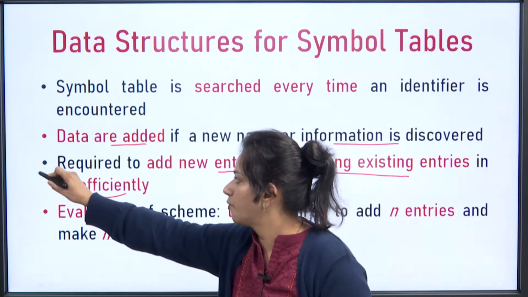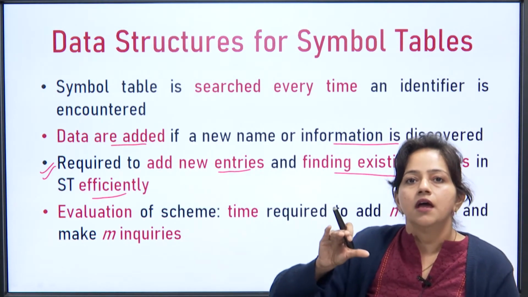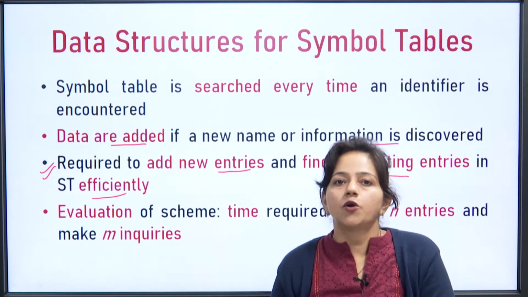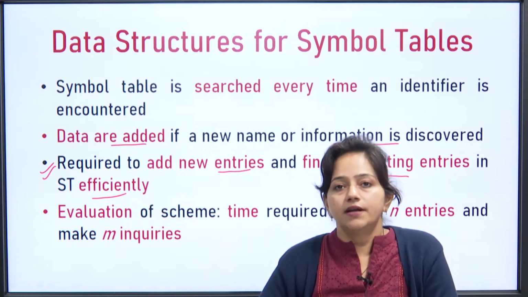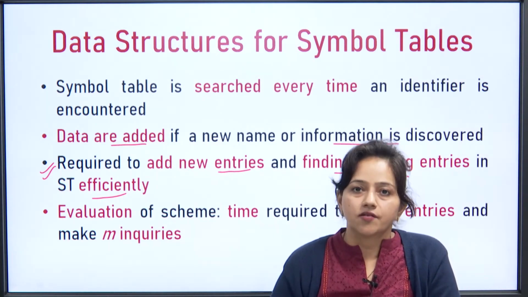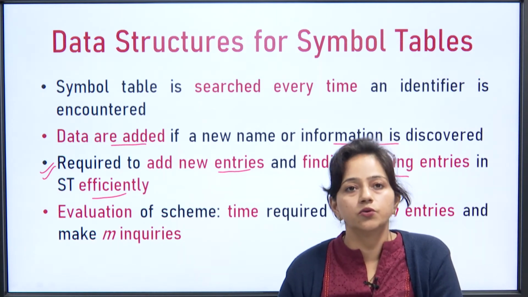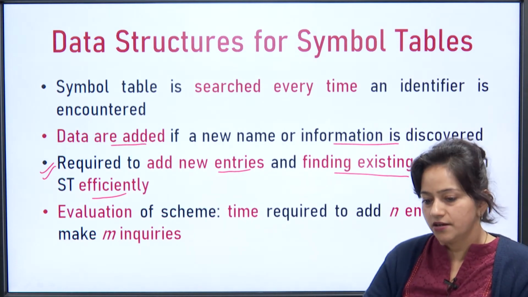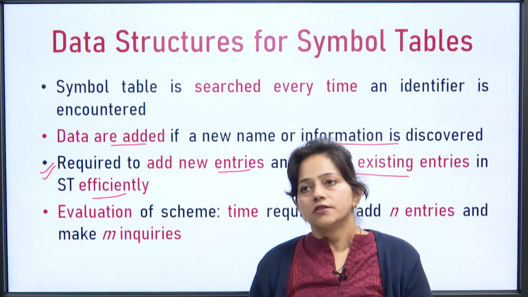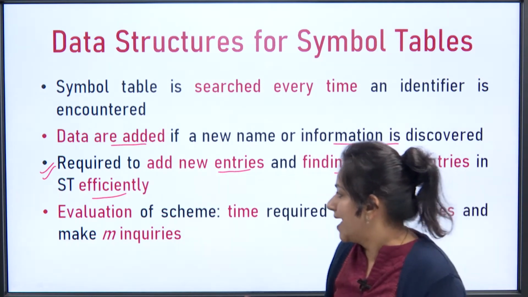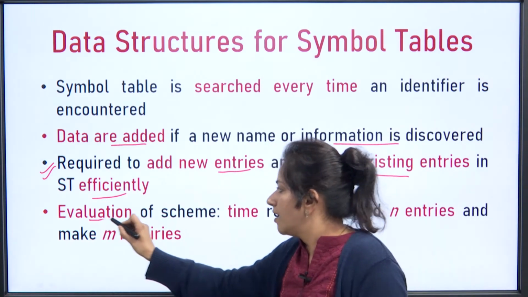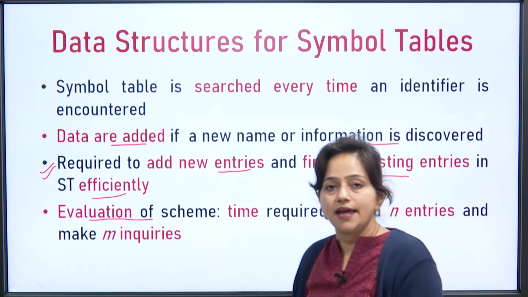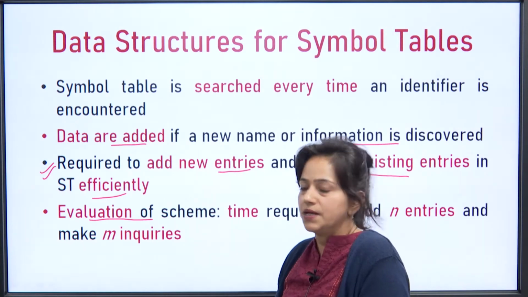So, this is a very important point. Here we try to perform operations efficiently, and majorly the operations required are to add a new entry or to find existing entries. So, these two operations we want to do very efficiently, and there are various types of data structures that we will discuss in today's class. For these data structures we will analyze the complexity while designing the symbol table, for symbol table implementation.